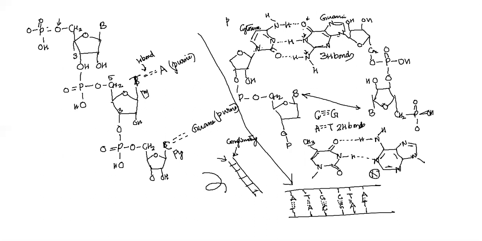So this is how base pairing of DNA occurs. So we can say this base paired structure of DNA through hydrogen bond can be known as the secondary structure of DNA molecule.